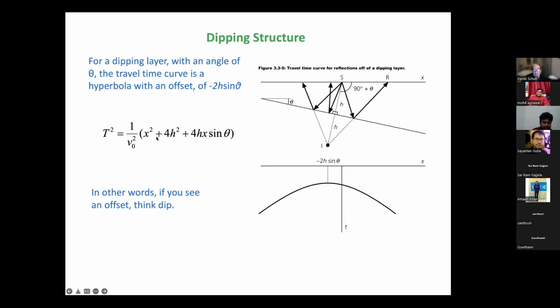Now for a dipping layer, say with an angle of theta, the travel time curve is a hyperbola, but with an offset of 2h sine theta. So if we had a flat layer, we would have a hyperbola if I plot x and t, travel time on a downward axis, where the peak of the hyperbola is right at 0 offset. But for a dipping layer, because the shortest distance between the source and the receiver is actually going to be offset a little bit from the actual source, you have a hyperbola with a peak at minus 2h sine theta. So if you see an offset in your travel time curve, then you should realize you have a dipping layer.